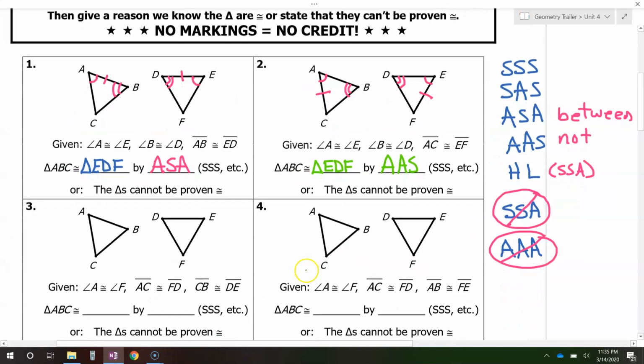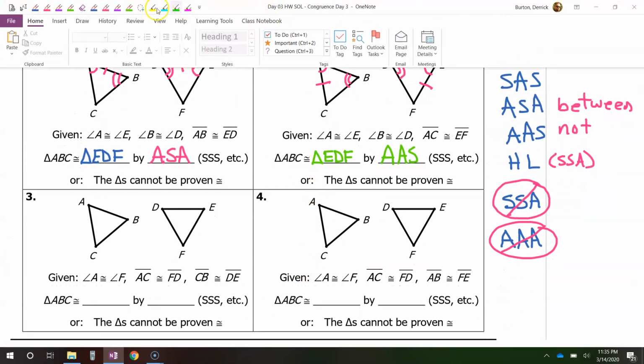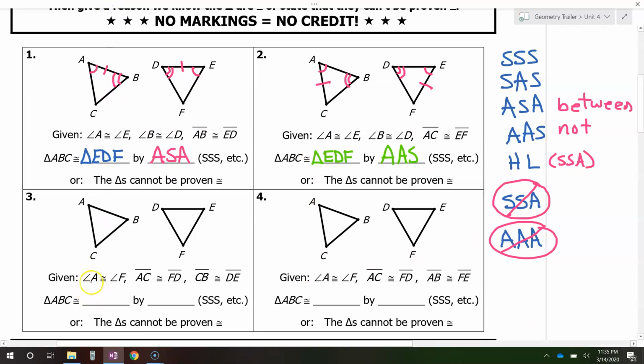All right, moving on to problem number 3. Angle A is congruent to angle F. So, single swoop. Side AC is congruent to side FD. And side CB is congruent to side DE.